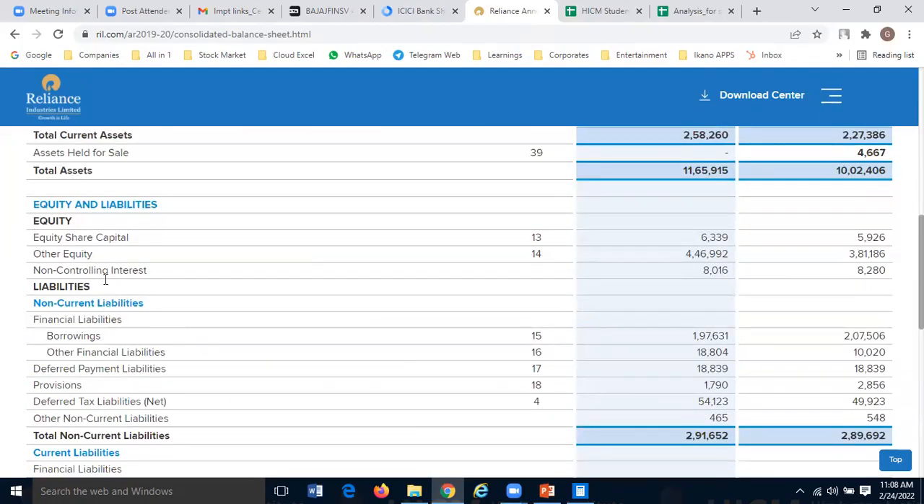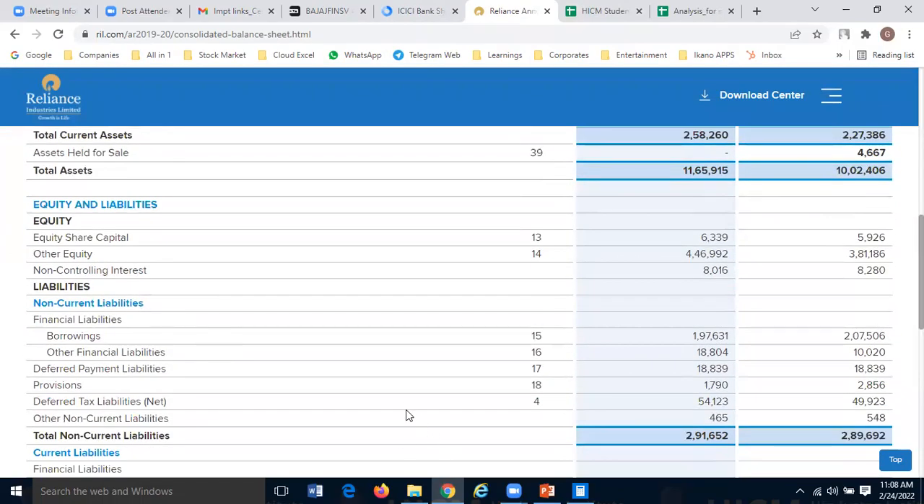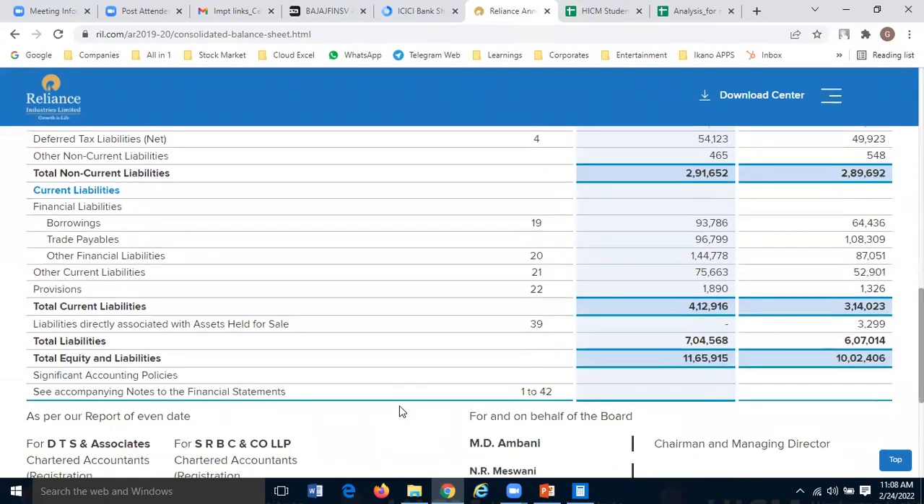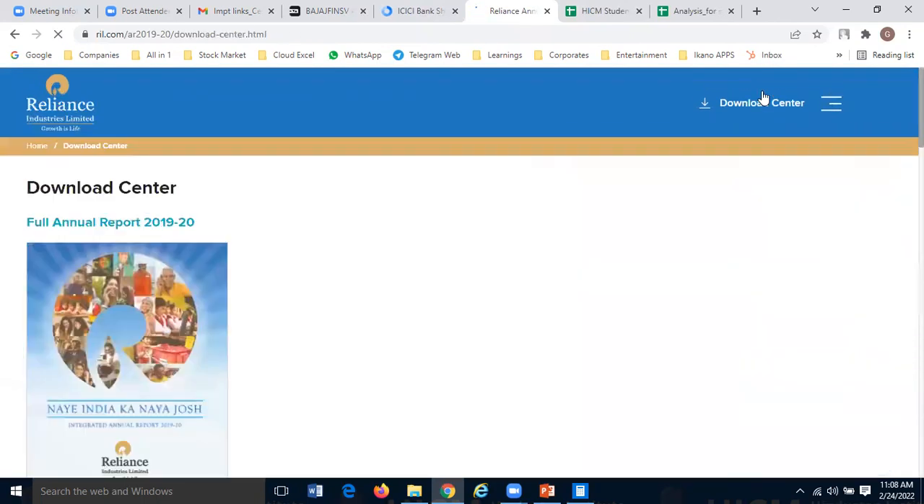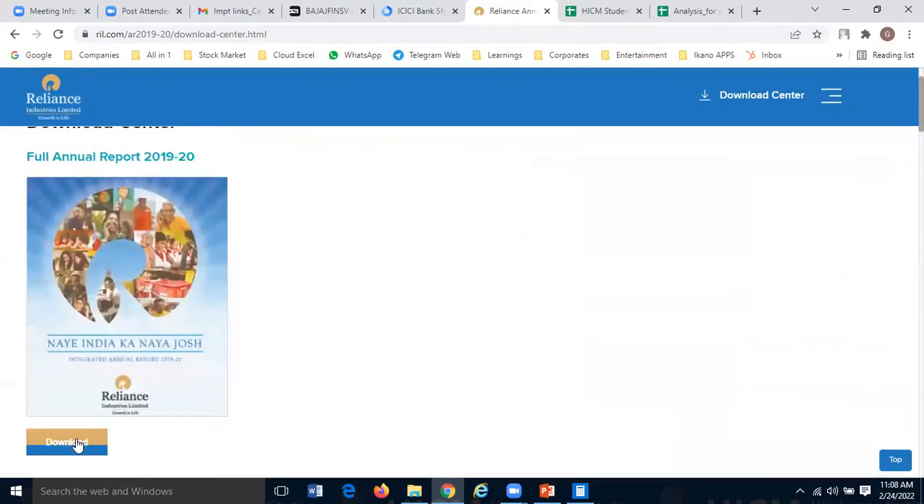And then there is a column for equity and liabilities. And this is the non-current liabilities. This is how corporates prepare their balance sheet when they submit it. If you want to read it, I think there is a long version also which you can download and read.